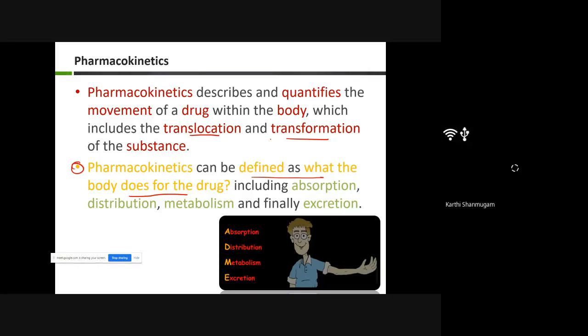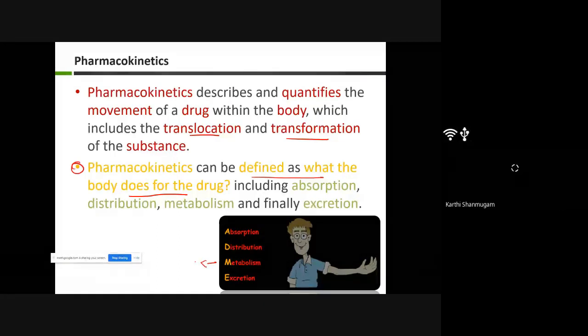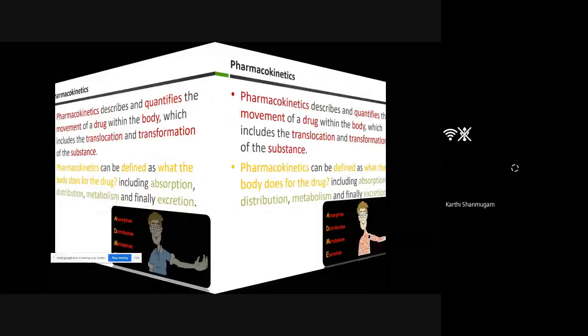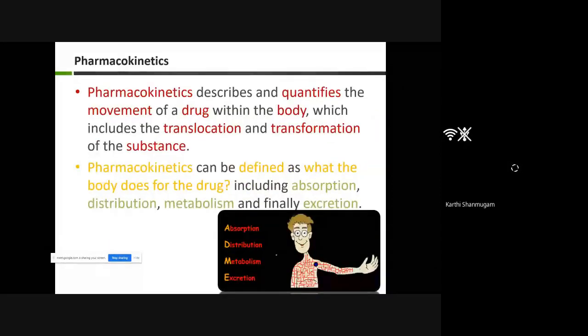Among these, absorption, distribution, and excretion are examples of translocation processes, which are related to movement of the drug molecule from one part of the body to another part. And metabolism is an example of transformation, because in metabolism, the drug molecule in its original state will be converted into some other state or some other form, right? Okay, so I skipped a few slides, not much important.